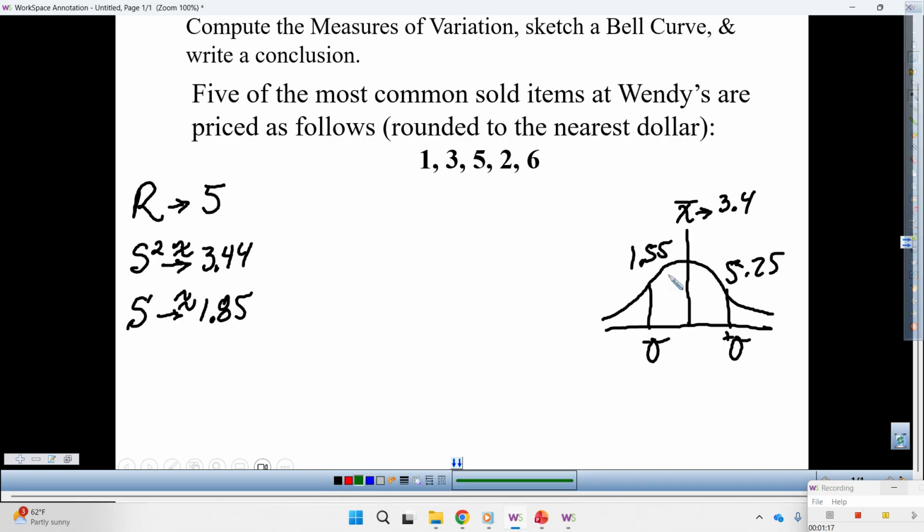All right. By now we know that this is the norm. So it's time to come up with a conclusion. Tell your neighbor a conclusion according to the context. Five of the most common sold items at Wendy's are priced as follows, the prices rounded to the nearest dollar. Then Isaiah's going to pass it to someone. Sammy, conclusion.